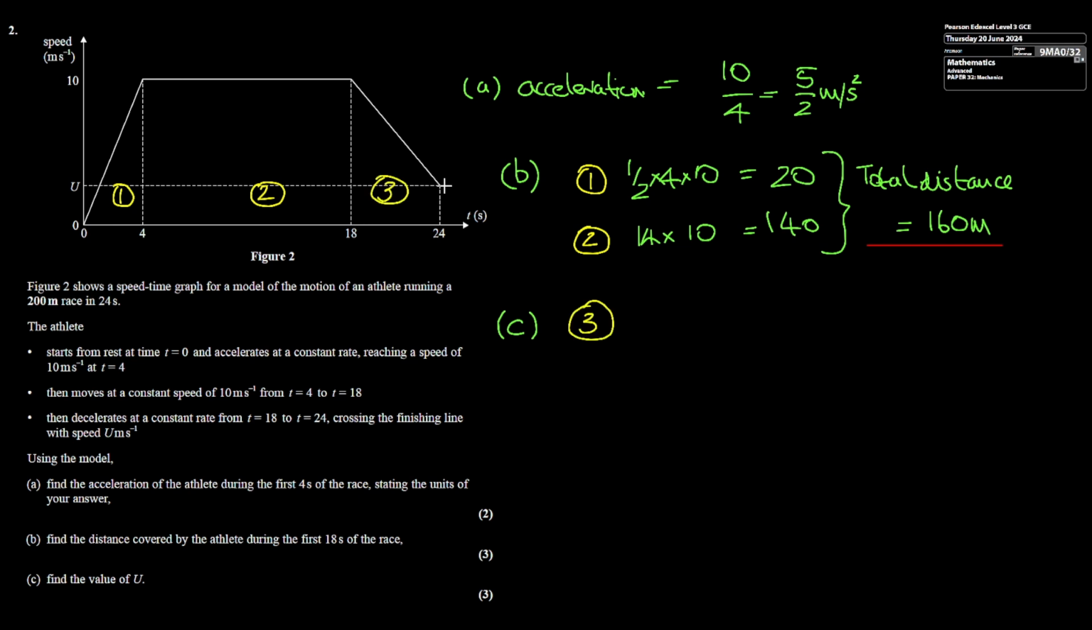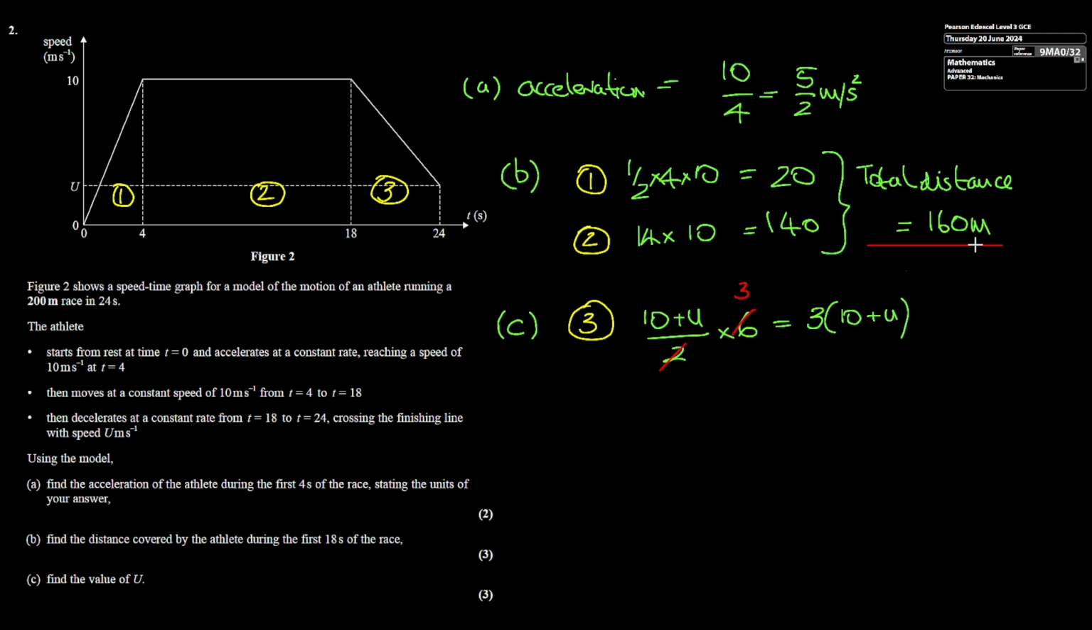Now, this area is a trapezium. So it's the average of the parallel sides multiplied by the distance between them. The distance between them is 6. And one parallel side we know to be 10, the other parallel side is u. So the average of 10 and u is 10 plus u, both divided by 2, multiplied by the distance between them, 6. So this simplifies to 3 multiplied by 10 plus u.